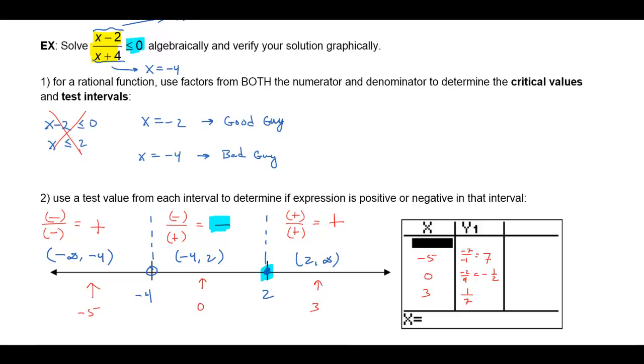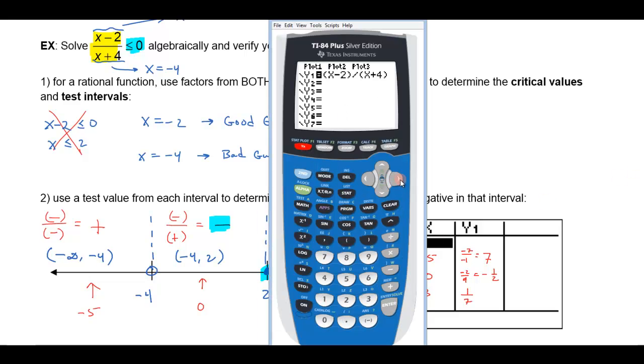And again, if I were to come over here, and instead of graphing just the function, graph the inequality, I'd put in x minus 2 over x plus 4, and then graph less than or equal to 0. So let me go to the second test menu, and I'll put in here number 6, less than or equal to, and then 0. This is a relational operator, and it will test where the expression on the left is less than or equal to 0. If it's true for any particular x value, it's going to graph the number 1. And if it's not true, it's going to graph the number 0.